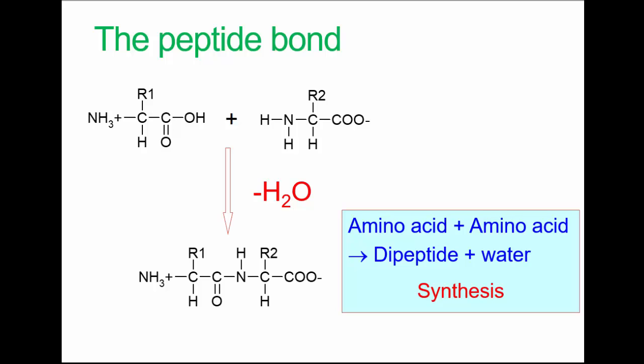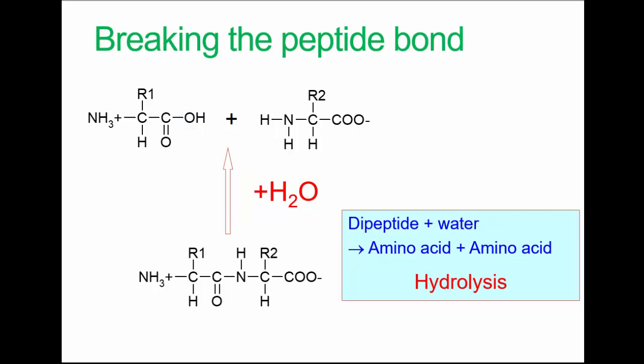The peptide bond is the bond that forms when you synthesize proteins from amino acids. It's a loss of water, like many synthesis reactions. Amino acids react to form small molecules called peptides and large molecules called proteins, and this process involves the formation of a peptide bond, as described there. That's the reaction there.